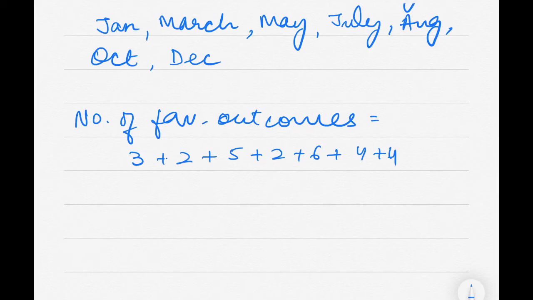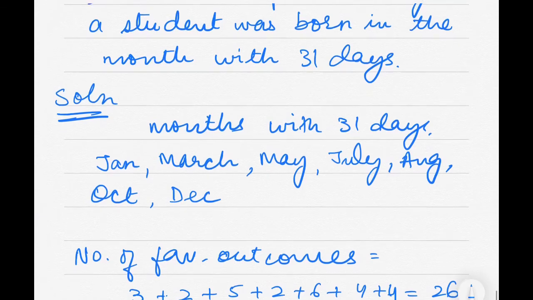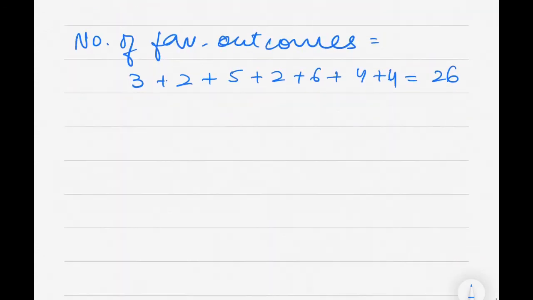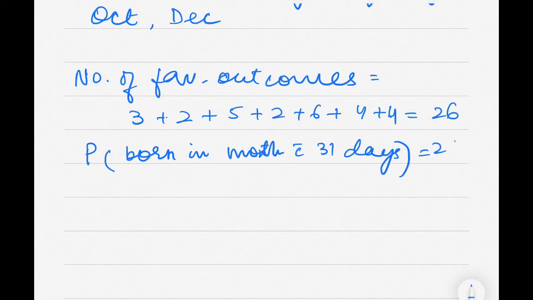So 3, 3, 6, 7 months, and we had 7 months there. 3 to 5, 6, 7. So now we have to make a total of it. So 5 and 5, 10, 26. Okay, so the students who are born in a month with 31 days are 26. So now my probability of being born in a month with 31 days will be equal to 26 by total students, which are 40. So this is my answer.